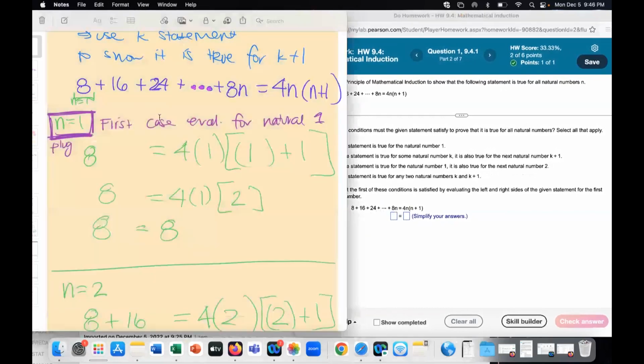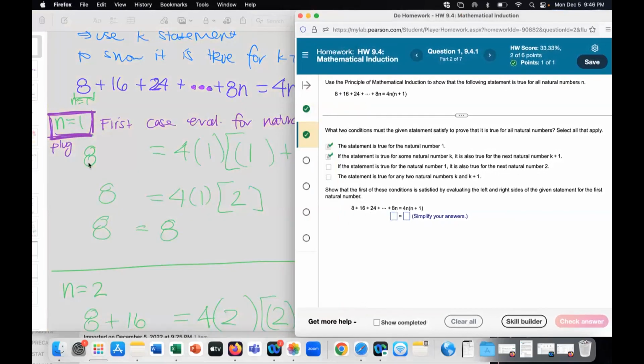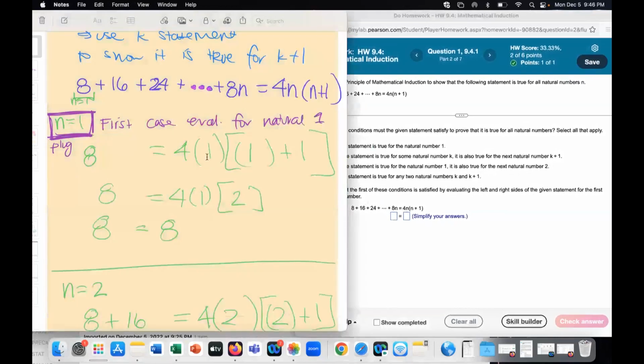Okay, so the first case we're going to evaluate for natural number 1. So plug n equals 1 into our equation. So the first number on the left is 8. That's all we need, the first value that we're doing. And then on the right side, everywhere that we have an n, we're going to replace it with parentheses, just like I've done. And then you're going to plug into those parentheses that 1, the natural number that we're evaluating it for. So n equal to 1.